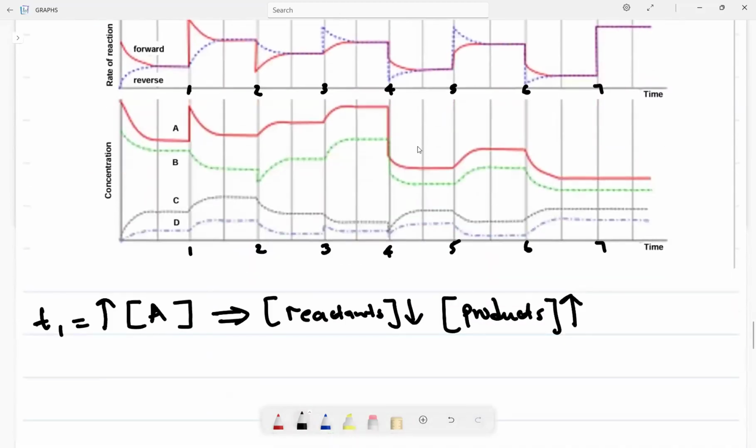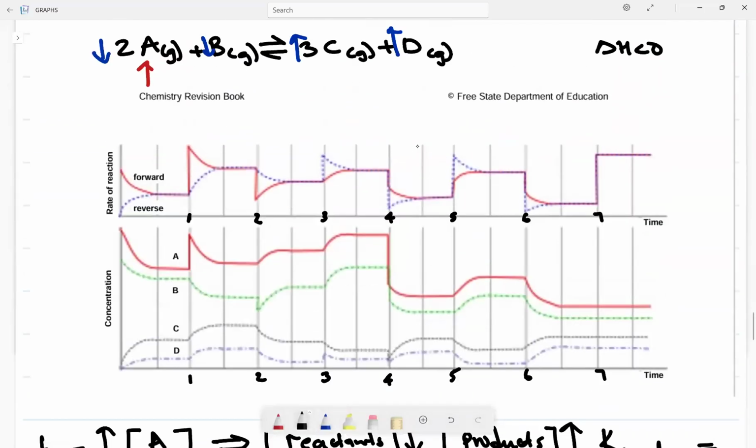So how will the Kc value be? The Kc value will not increase or decrease. It will remain constant. Why? Because the effect here was not a temperature change. Now let's look at time T2.